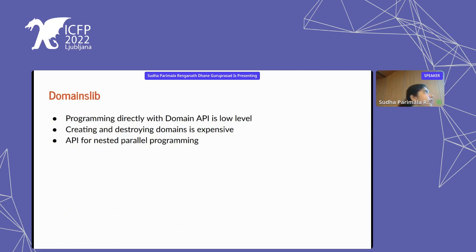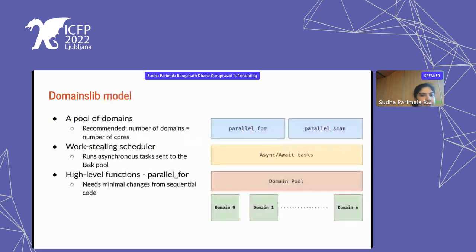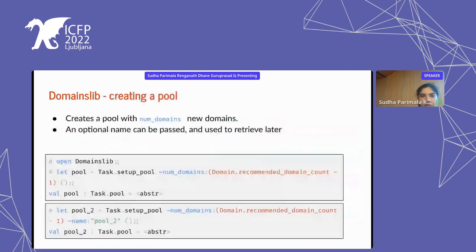So to circumvent that, what we do is we create a pool of domains in the beginning, and we just keep using it for all the tasks that we want to do throughout the course. This abstraction is in the Domainslib. So this is the model of Domainslib. We have a domain pool that has, say, n number of domains. You can use promises that run on the domain pool. And we also have higher level abstractions such as parallel for and parallel scan to just use as they are. We can look at examples.